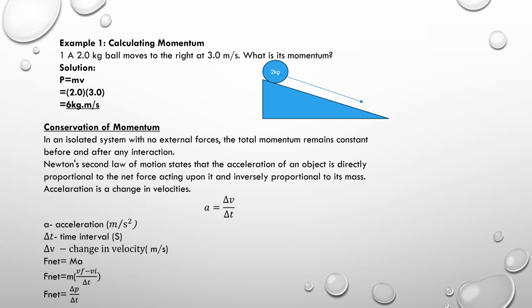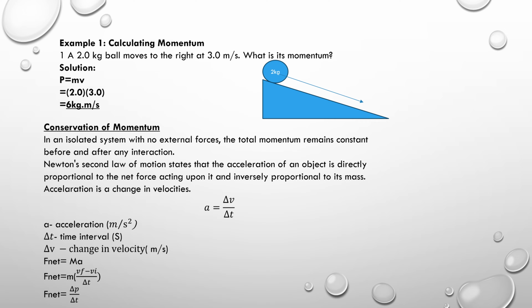The formula for Newton's law in terms of momentum: you have the acceleration. For the second law, you have F net is equal to ma, where m is for mass and a is for acceleration. Then, what is acceleration? Acceleration is a change in velocity, in meters per second squared. Change in time is the time interval, which is in seconds.